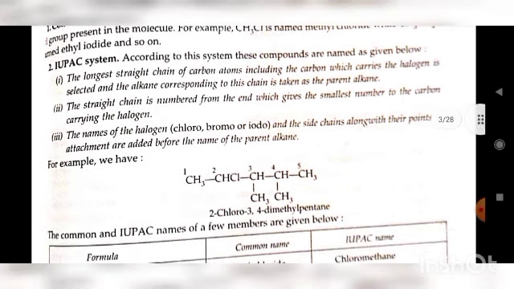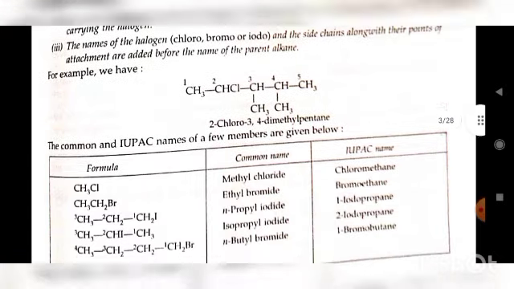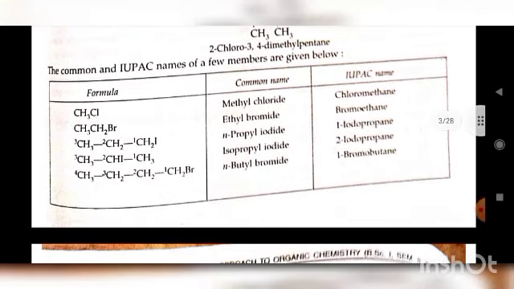The straight chain is numbered from the end which gives the smallest number to the carbon carrying the halogen. The names of the halogens, chloro, bromo, iodo, and the side chains along with their points of attachment are added before the name of the parent alkane. For example, we have 2-chloro-3,4-dimethylpentane. The common and IUPAC names of a few members are given below. CH3Cl. Common name: methyl chloride. IUPAC name: chloromethane.